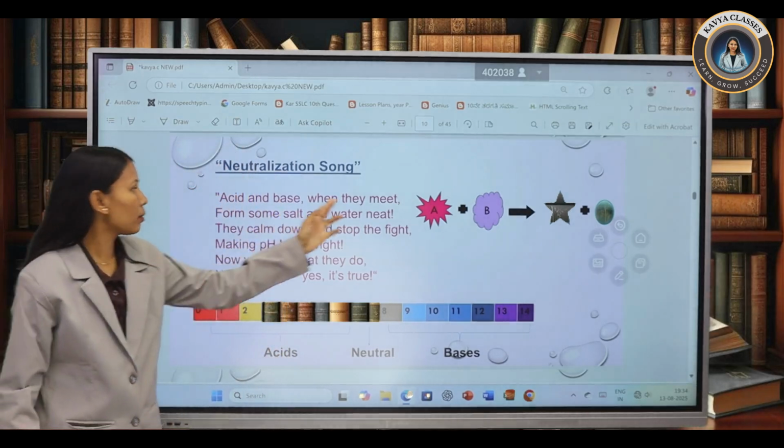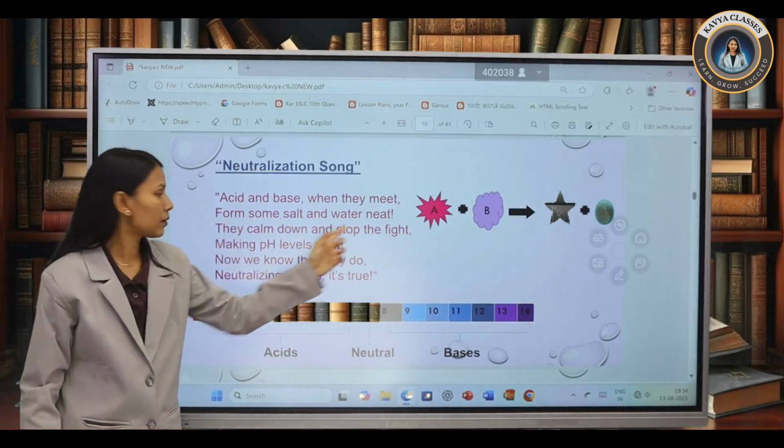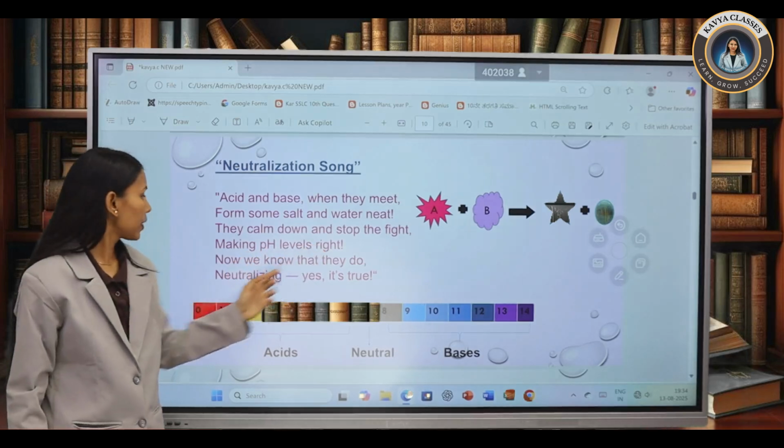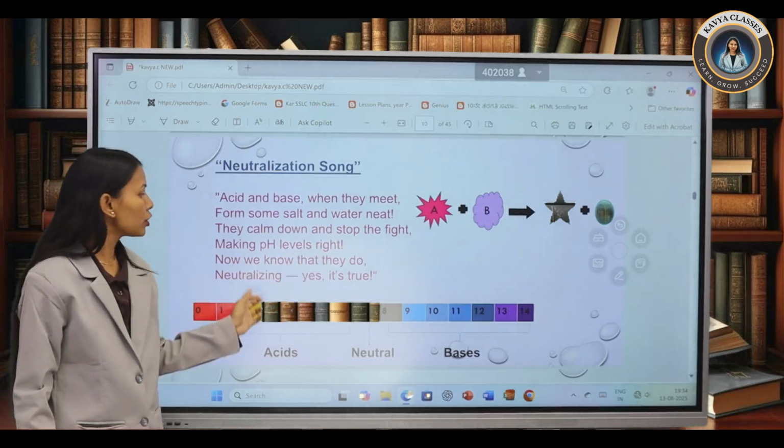Acid and base, when they meet, form some salt and water neat. They calm down and stop the fight, making pH levels right. Now we know what they do, neutralizing.